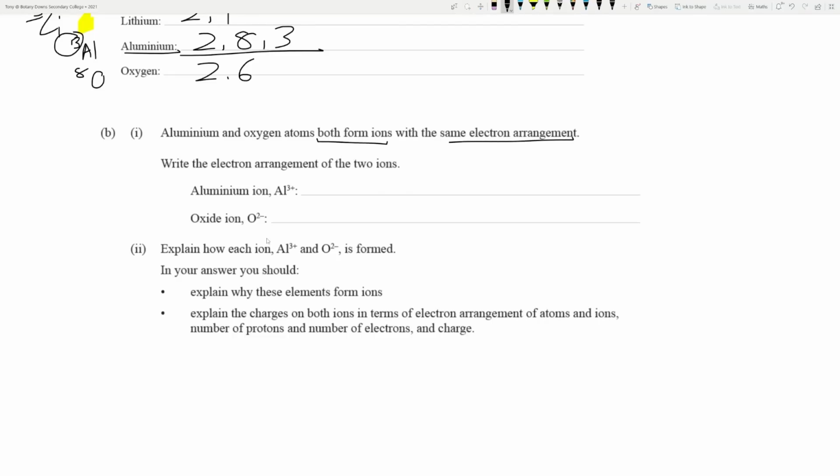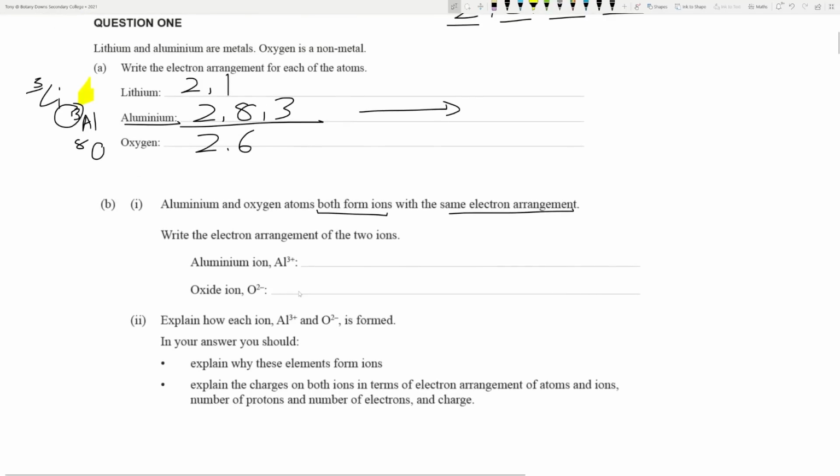So why do they form the same charge? Because what you need to do is look at the electron arrangement. Aluminium has 2, 8, 3, and they want to have a full outer shell to become stable. So it has a choice: you can either lose 3 electrons or gain 5. Losing 3 is much easier than gaining 5, so it's going to become 2, 8. And because you lost 3 electrons, you become a 3+ charge. Because you lost 3 negatives, you're now 3 more positive.